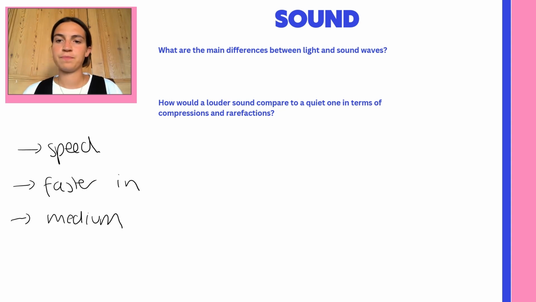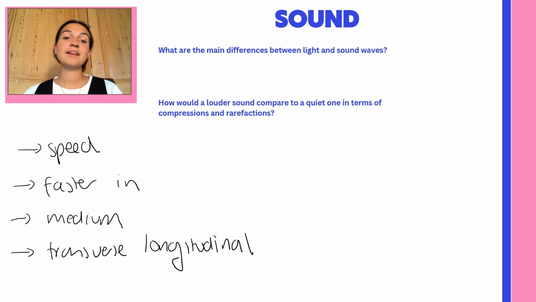Next obvious difference is that light does not need a medium to travel through, which means that light can travel in a vacuum, like in space, whereas sound requires a medium, so sound can't travel in a vacuum. And then transverse versus longitudinal. My light is transverse, where the vibrations are perpendicular to the direction of travel, and sound is longitudinal, where the vibrations are parallel to the direction of travel for my wave.